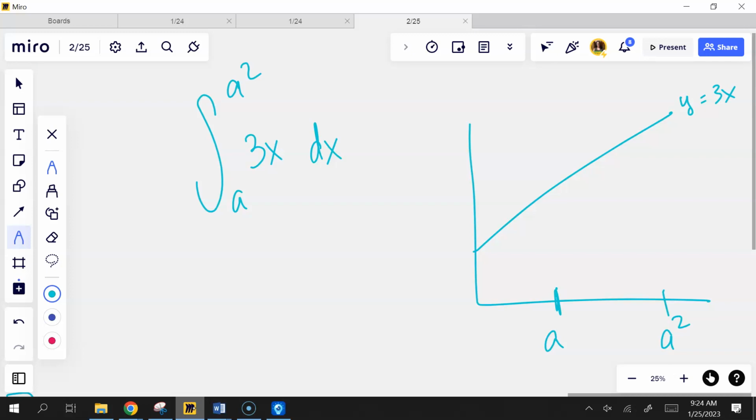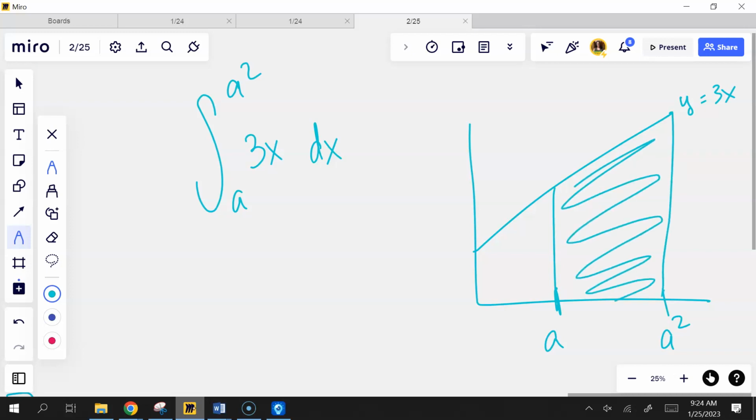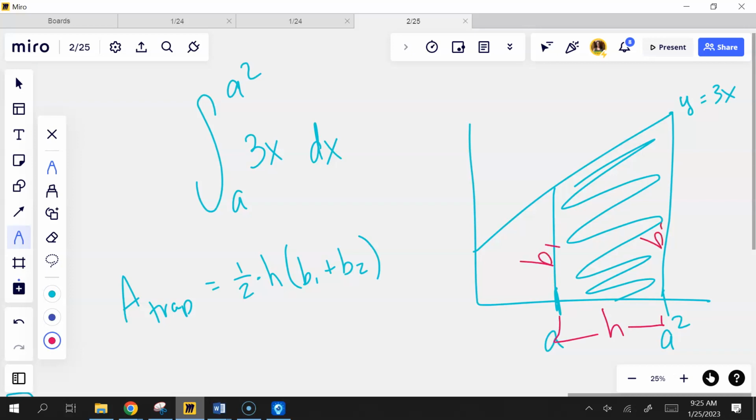All right. So now, because it asked me to find the area under, not calculus, but the area under, I'm looking for the area of this trapezoid. Well, how do you find the area of a trapezoid? 1/2 height, base 1 plus base 2. This is going to be my h, right? Because this is going to be base 1, and this is going to be base 2.